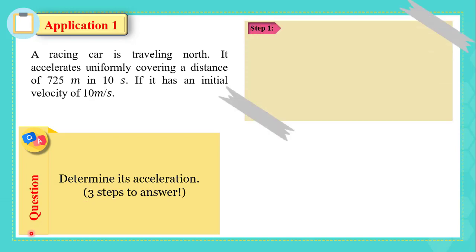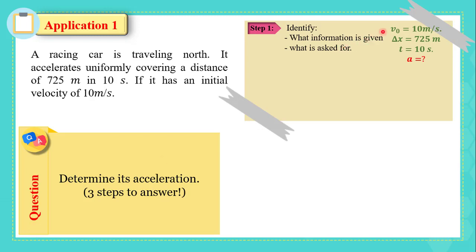In the first step, you need to identify what information is given and what information is asked for. Actually, you are given that v0 is equal to 10 meters per second, delta x, which is the distance traveled by the object, is 725 meters, and t is equal to 10 seconds, and you are asked to calculate the acceleration a.